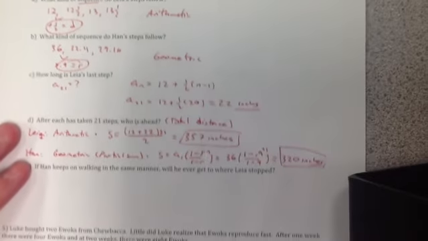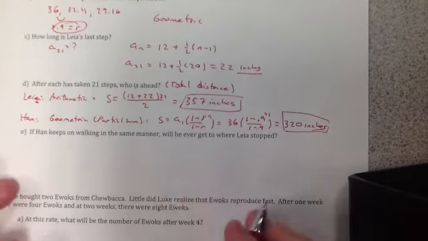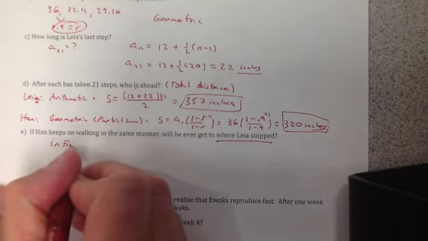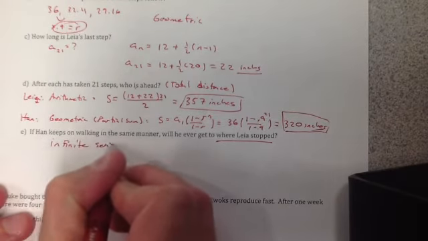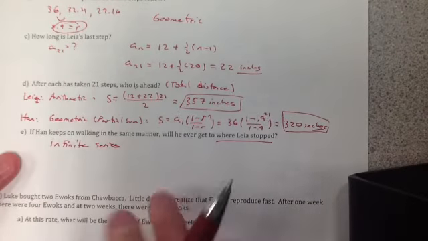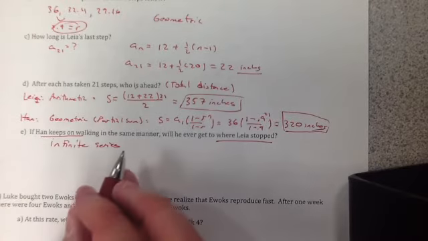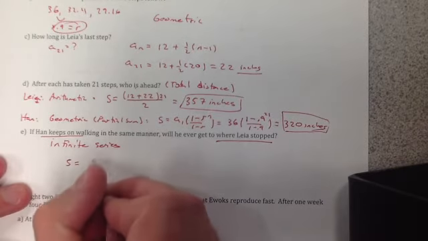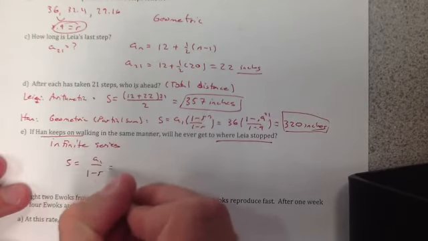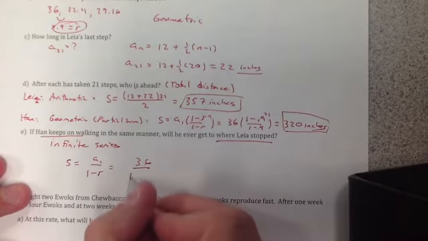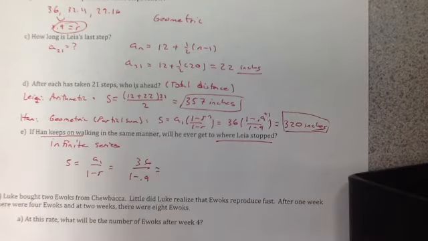If Han keeps walking in the same manner, will he ever catch up to where Leia stopped? This is an infinite sum. This is an infinite series, because if he just keeps walking, and that's the hint right there, if he just keeps walking, that's a sign it's an infinite series. So remember, our formula is a sub 1 over 1 minus r. Well, his first step is 36. 1 minus the 0.9, and I just typed this in my calculator.